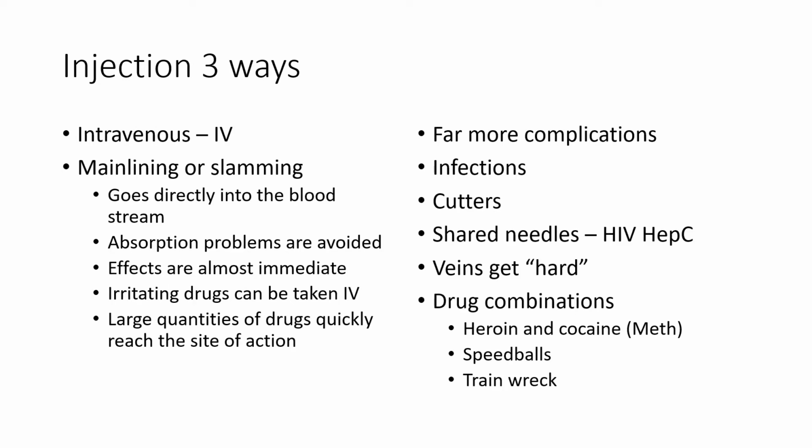Intravenous drug use, IV drug use, is the primary way in which drugs of abuse are inserted by needle into the body. This is often called mainlining or more recently slamming. In this route, the drug goes directly into the bloodstream. Absorption problems are avoided. The effects are almost immediate. Irritating drugs can be taken intravenously. In the hospital, they'll put up a line, and a large volume of liquids can be quickly inserted and reach the site of action.